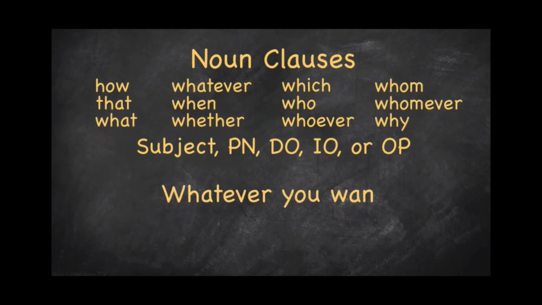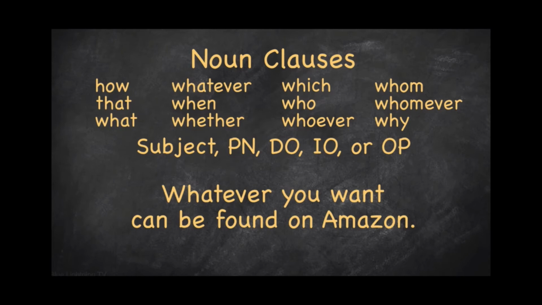Whatever you want can be found on Amazon. Whatever you want is the noun clause acting as the subject for the verb can be found. When the noun clause is the subject, the independent clause seems incomplete. For subject noun clauses, the subordinate clause is considered part of the independent clause.